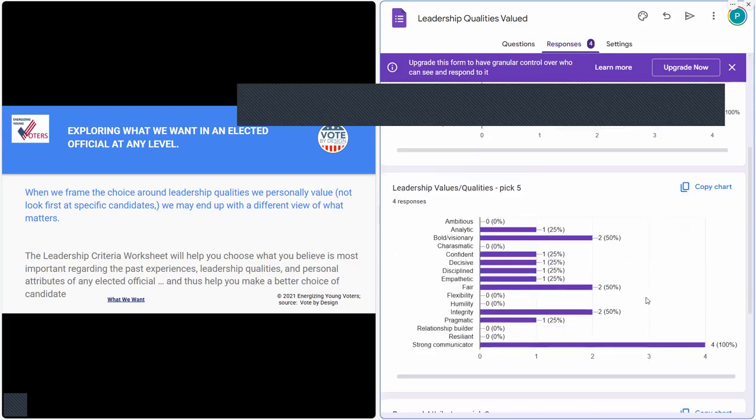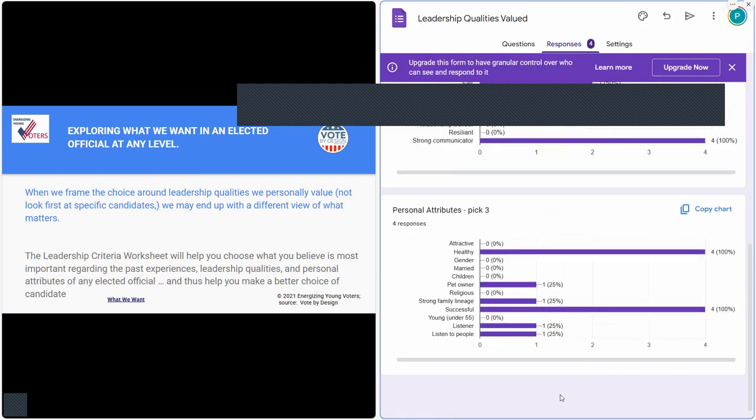In terms of leadership qualities and values, strong communicator. I love the way that came out on top. And then integrity, fairness, and bold and visionary are the next highest ones. And then personal attributes, healthy and successful. And when you're doing this with kids, you will get "young, under 50." That will be right up there at the top. But you can see that we've kind of spread ourselves out among the other things.